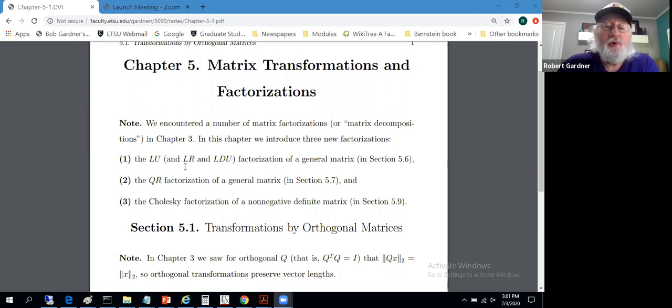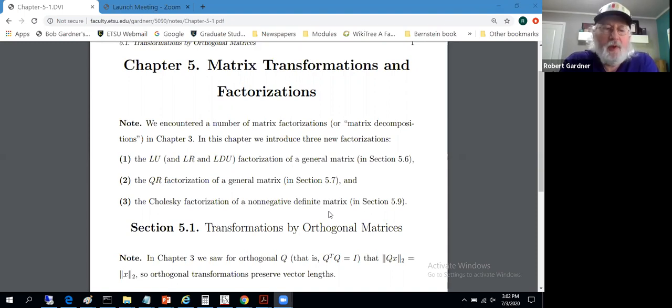The LU and the LR and the LDU factorization of a general N by M matrix, the QR factorization of a general matrix, and the Cholesky factorization of a non-negative definite matrix. So no conditions on these first two and a bit of a condition on the non-negative definite condition for the third type of factorization.